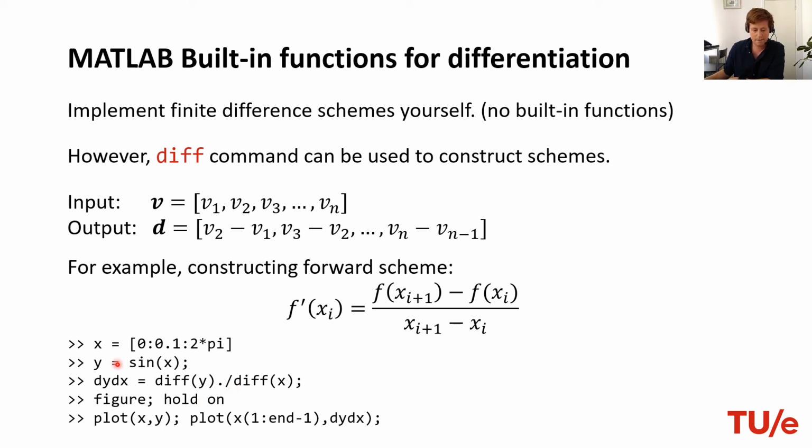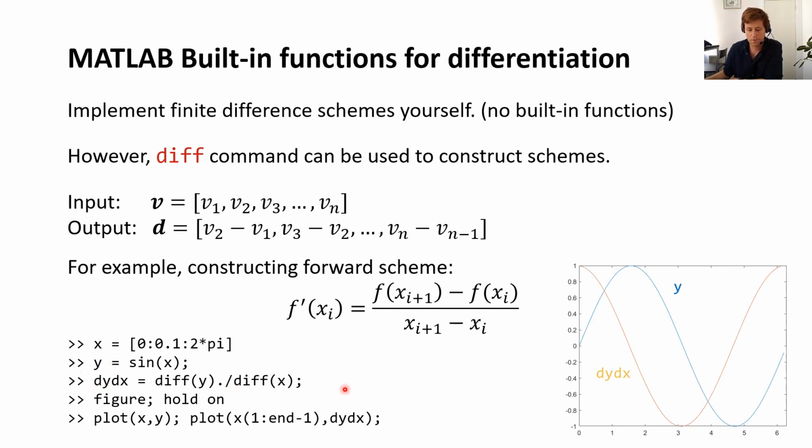So if you run this code, what you will see is this vector y, which holds our initial function f, which is a sine function. And then by implementing this forward difference scheme, I was able to recover something which at least closely looks like the derivative of the sine function, which is a cosine function. But the general advice here is that, well, this diff command can come in useful in some cases, but you should implement these finite difference schemes by yourself.